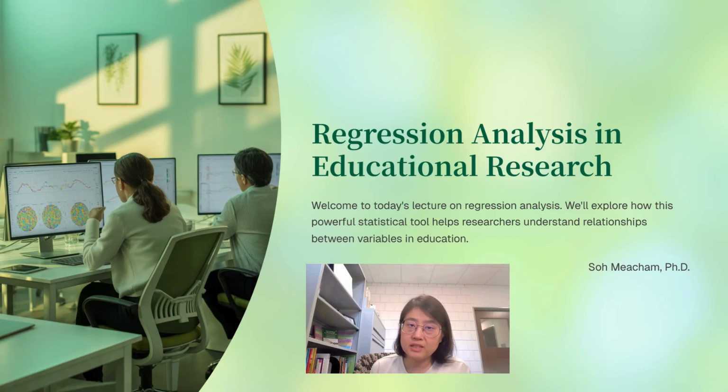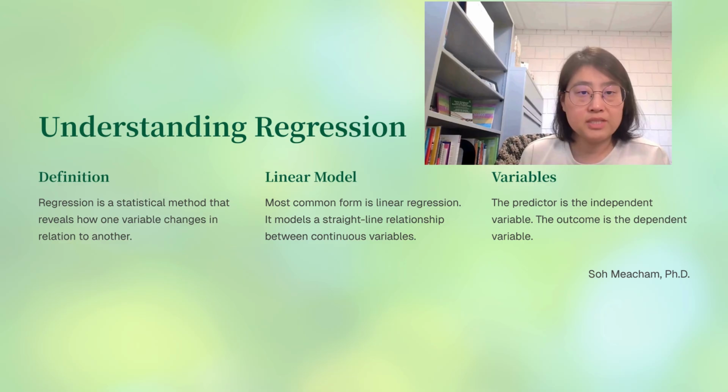In educational research, regression is one of the most powerful tools we use to understand relationships between variables, especially when we want to make predictions. Let's start with the definition. Regression is a statistical method that helps us understand how the value of one variable changes in relation to another. Most commonly, we use linear regression, which models a straight-line relationship between two continuous variables. In this model, we refer to the predictor variable as the independent variable and the outcome as the dependent variable.